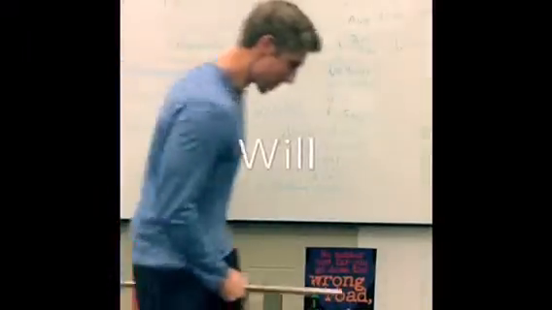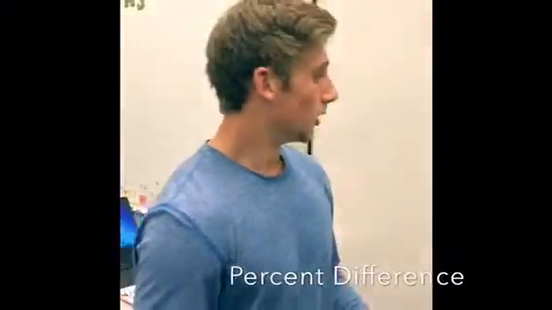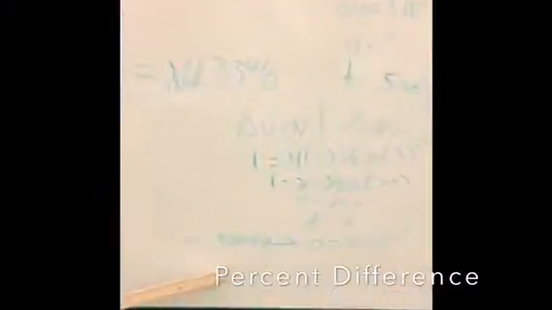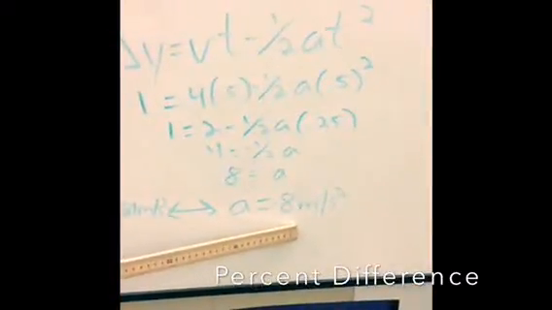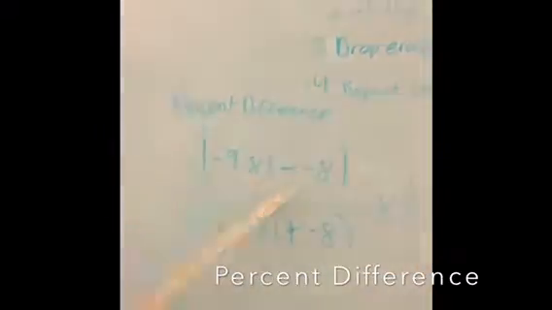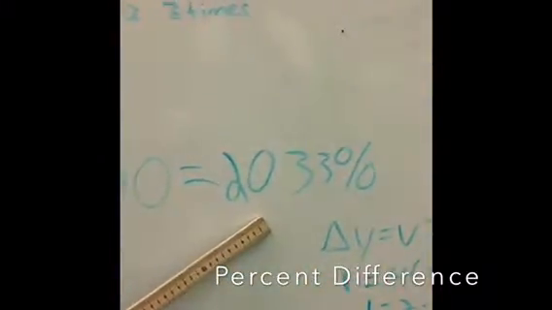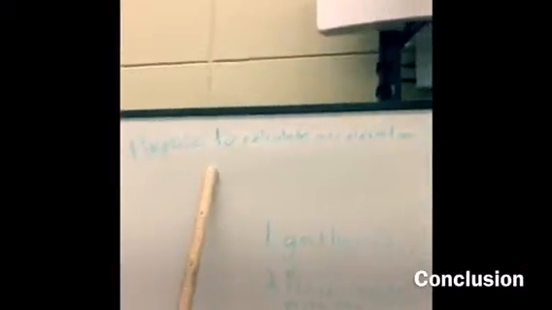Using this kinematic, plugging in our information, we found acceleration to be -8 meters per second squared, which is slightly off of what acceleration should be at -9.81 meters per second squared. Percent difference was found using the actual gravity and the gravity that was recorded, plugged into the equation, and the result was 20.33% difference.